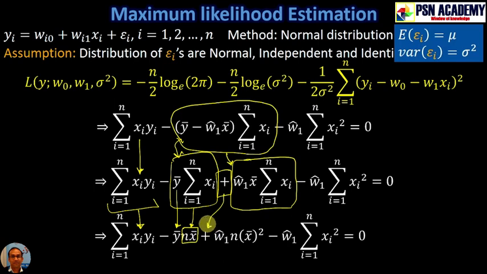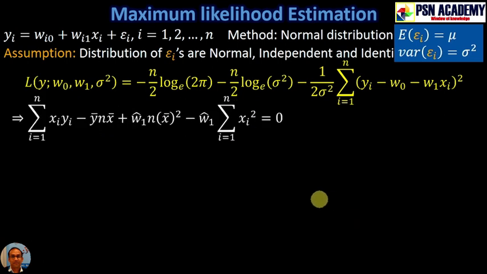This plus this plus. This w1 hat will be this, and this x bar summation of this. This summation also will give you n times x bar. That means x bar dot n times x bar, that means n x bar squared. So that whole term will be w1 hat n x bar squared. And this we have nothing to do. So we got this.